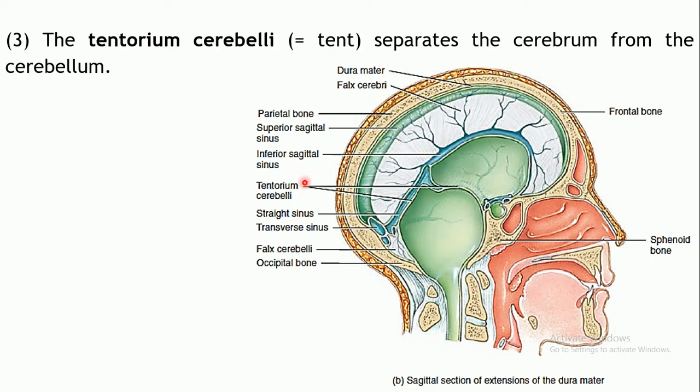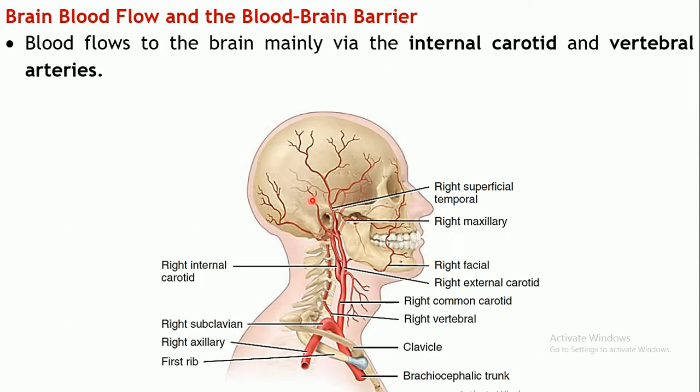And the third extension, that is tentorium cerebelli, separates the cerebrum from the cerebellum. This is the one. So that's your cerebrum and that's the cerebellum. Both of them are separated from each other by this tentorium cerebelli. So these are the three extensions of the dura mater. Then coming to the blood flow towards the brain and the blood-brain barrier.